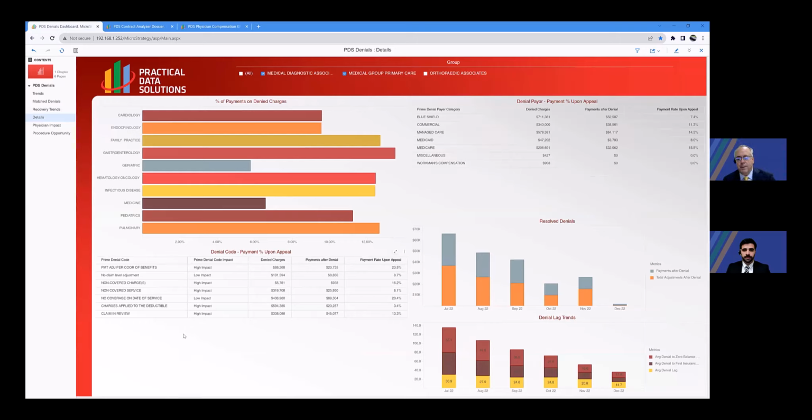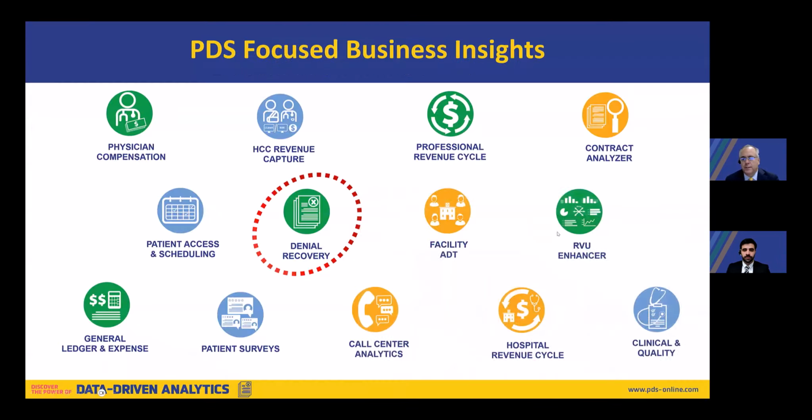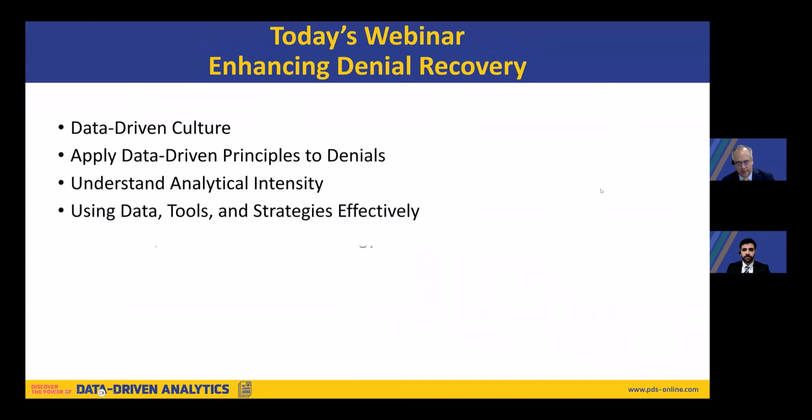And how do we use information not just to resolve or work denials after they occur, but how do we really use analytics and data to better manage and ensure that we're reducing the number of denials we're getting, which is ultimately the goal, right? Trying to reduce those denials. And so these are all the different things that we're going to talk about in today's webinar.